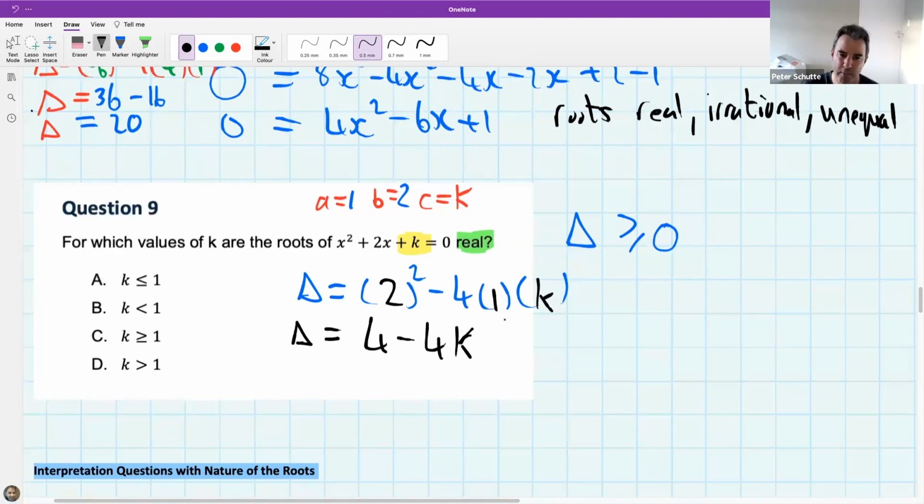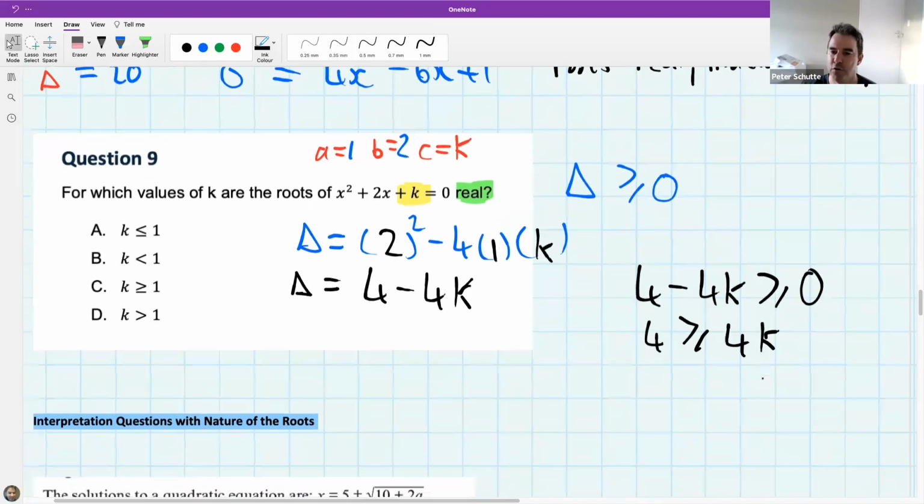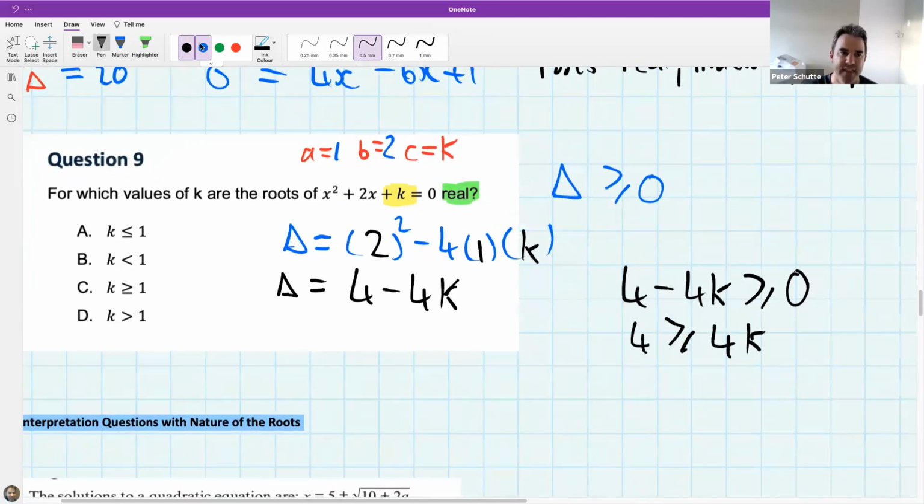So if delta is 4 minus 4K, we know that 4 minus 4K should be greater than or equal to 0. Now, we did inequalities last week. And when we did that, we said that they behave a lot like equations, except for a couple of things. So what I'm going to do now is bring that across to the other side. So 4 is greater than or equal to 4K. And then if I divide both sides by 4, I should have 1. So K should be less than or equal to 1.